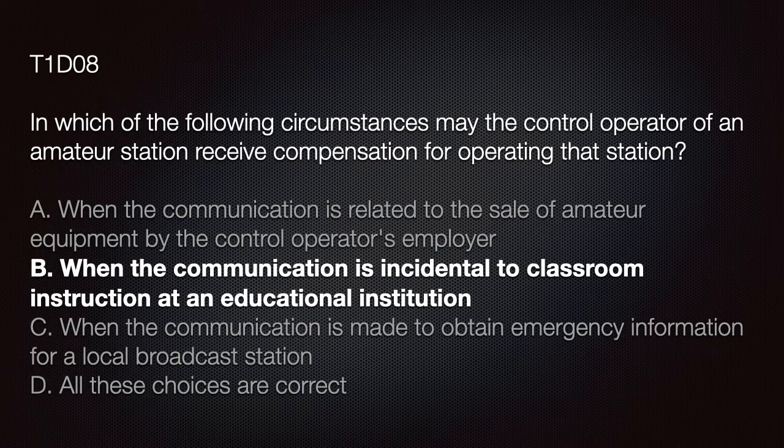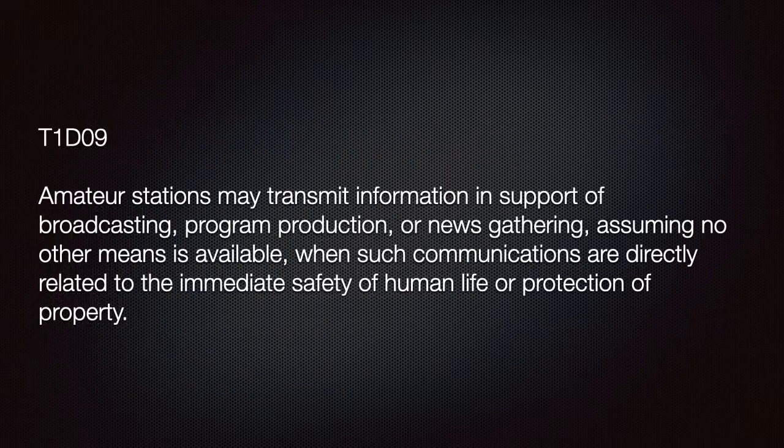If you answered B, you're a genius. The correct answer is when the communication is incidental to the classroom instruction at an educational institution. You should know that amateur stations may transmit information in support of broadcasting, program production, and news gathering, assuming there's no other means is available, when such communications are directly related to the immediate safety of human life and the protection of property.